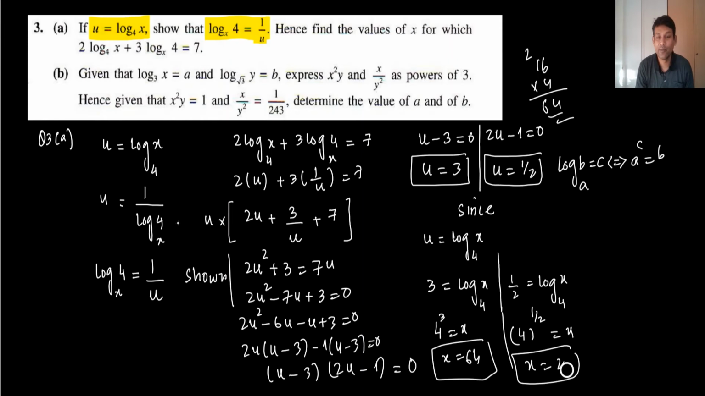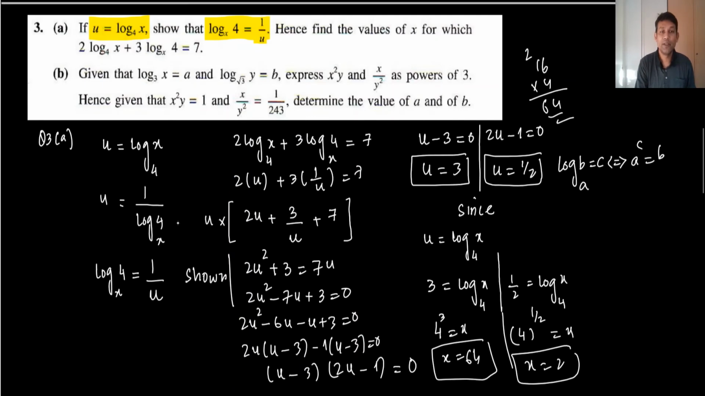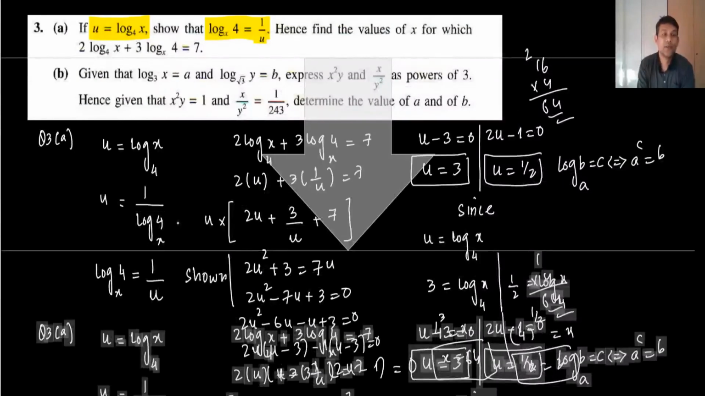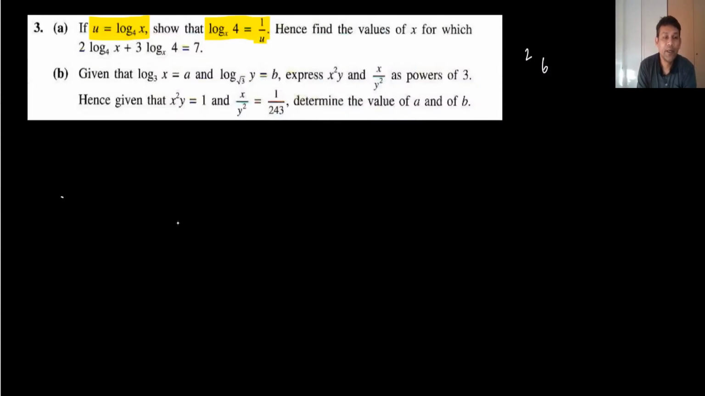There is no problem, I think so. So, second part, we are moving to part B now. In part B, we have to be careful. In part B, we are given log 3x equals a, log 3y. This is the most important part.